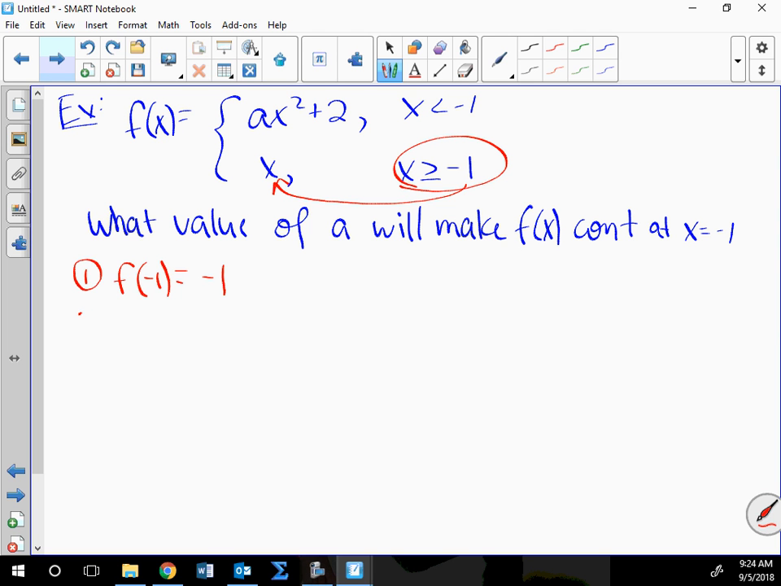And then our next piece is that the limit needs to exist. So what we want is for the limit as x approaches -1 from the left to be the same as the limit from the right.